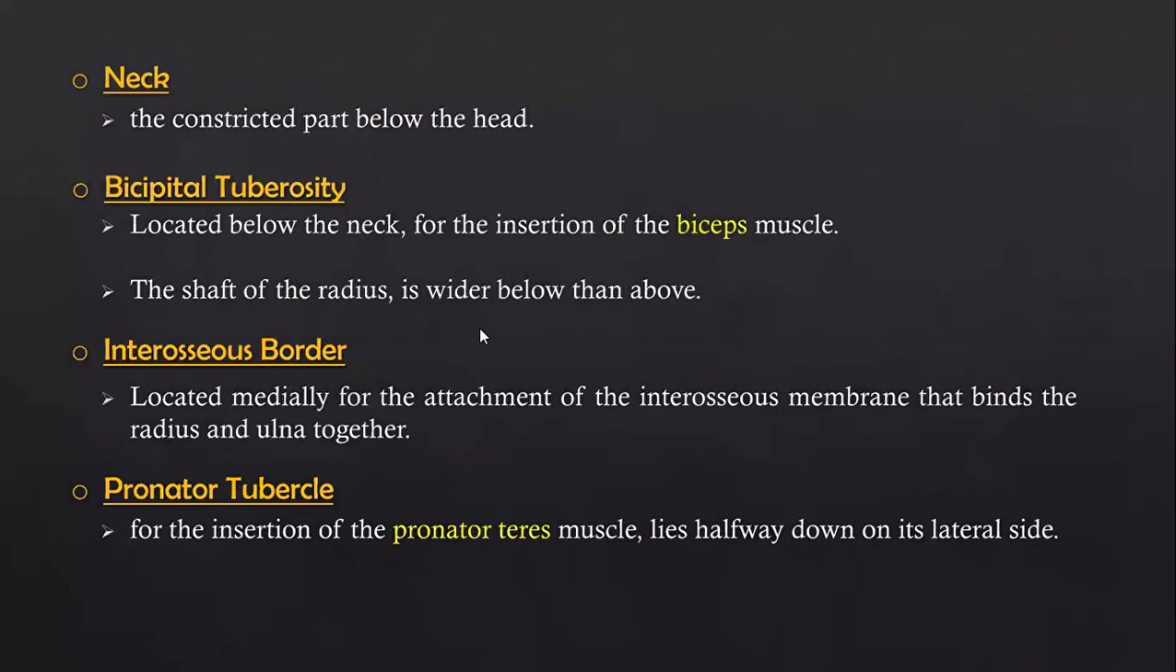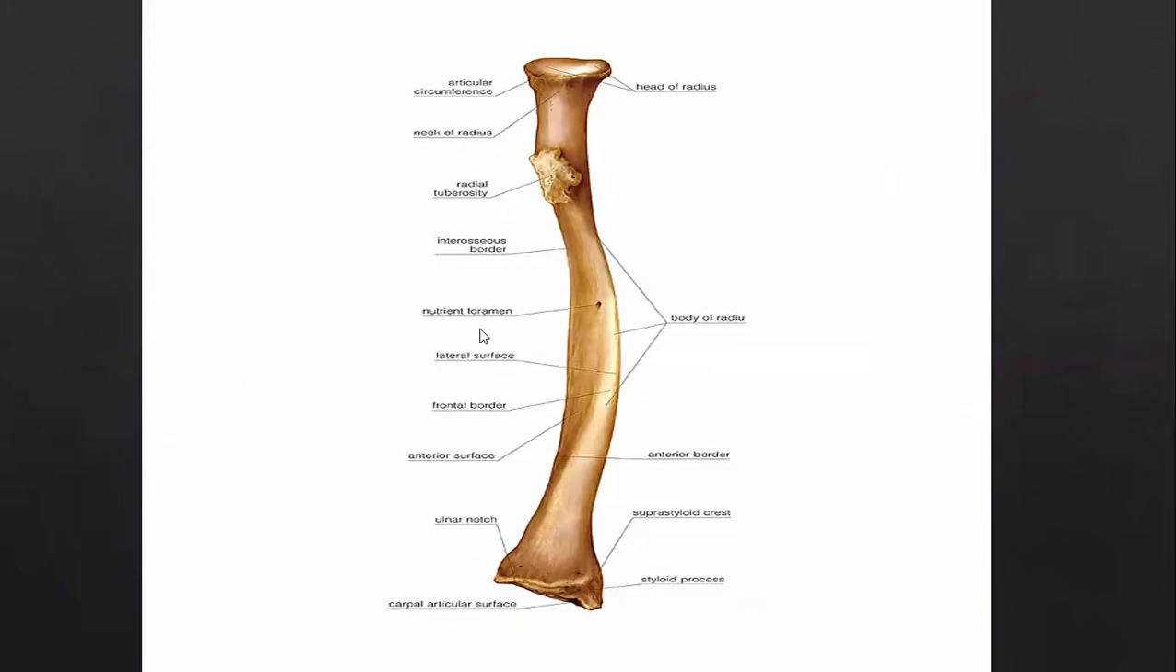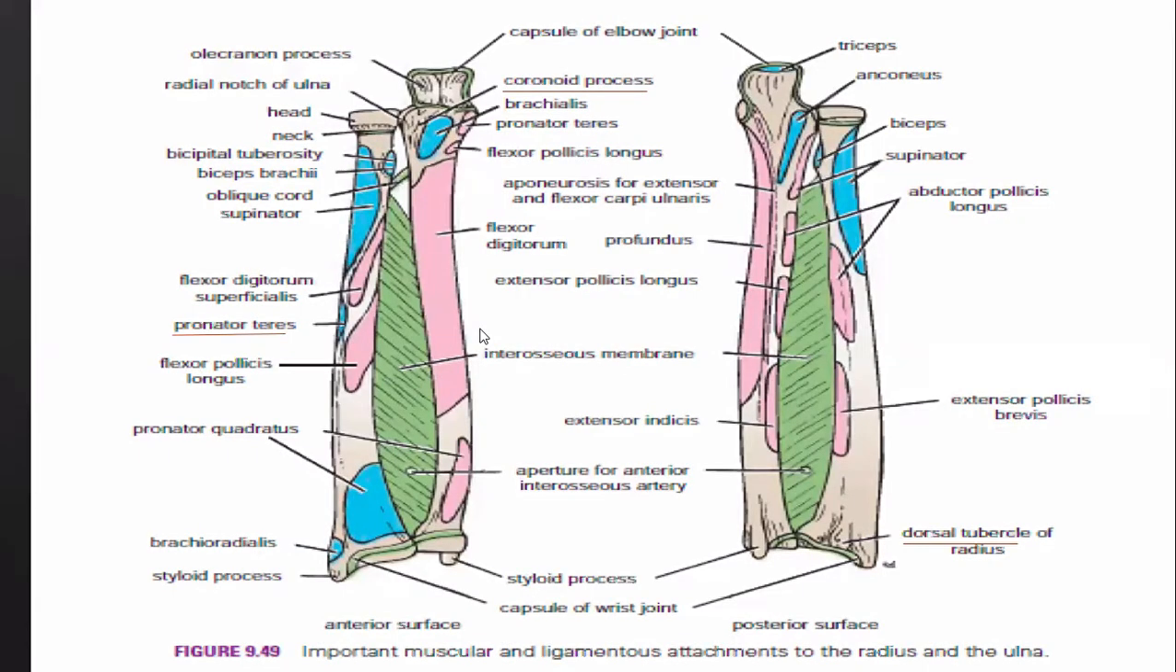The pronator tubercle, this is for the insertion of the pronator teres muscle. It lies halfway down on the lateral side of the bone. This is the pronator tubercle in this area. While the styloid process is located at the distal end of the radius, this projects distally from its lateral margin. So this is the styloid process of the radius.